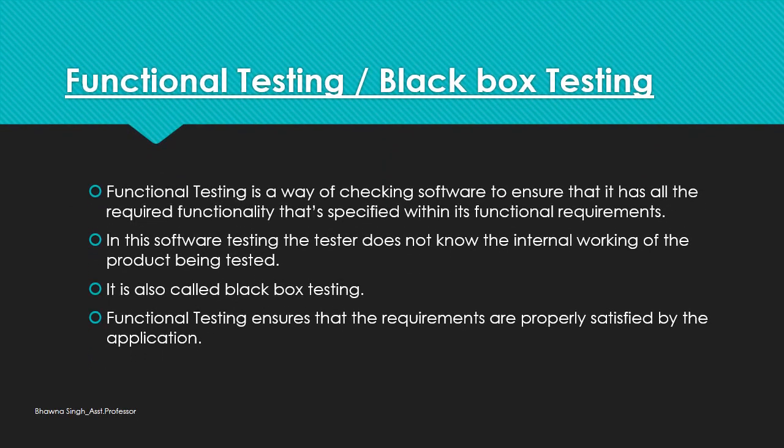Now we will discuss the second type of testing, that is, functional testing. This functional testing is also known as black box testing, and it is a way of checking software to ensure that it has all the required functionality that was specified within its functional requirements. In this software testing, the tester does not know the internal working of the product being tested, and functional testing ensures that the requirements are properly satisfied by the application.